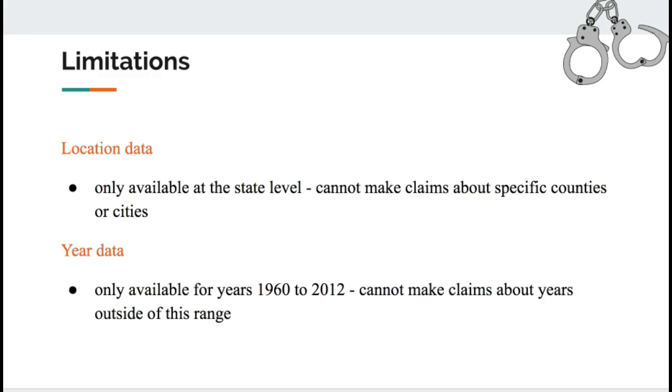The limitations that we found with our data set was the location data, because it was only available at a state level and we cannot make claims about specific counties or cities. The year data was only available for years 1960 to 2012, and we cannot make claims about years outside of this range.